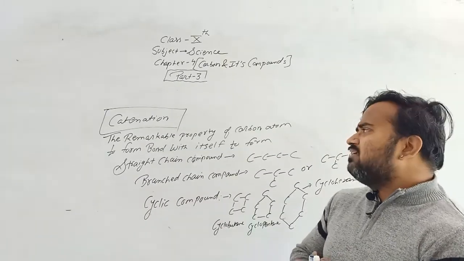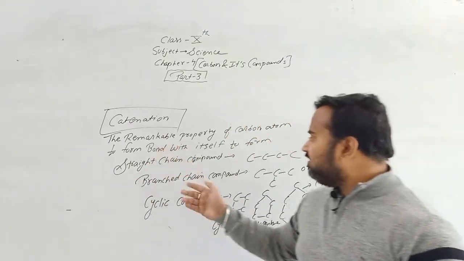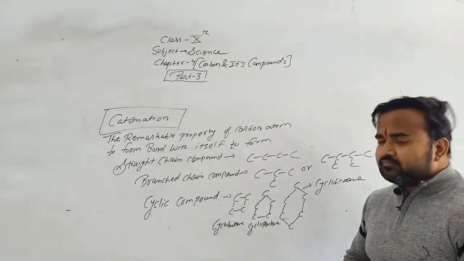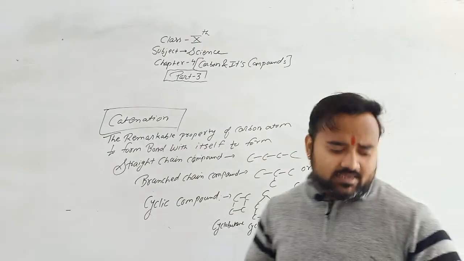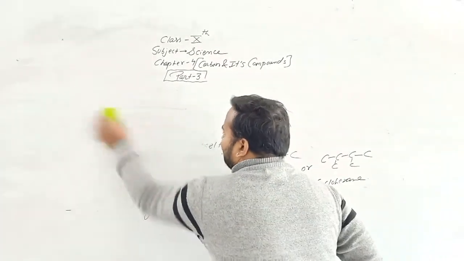So whenever the question is asked for 2 marks, define catenation and give example, you can write this definition and you can write these 3 examples. Now the next topic we'll see in this chapter is homologous series. Very important topic.